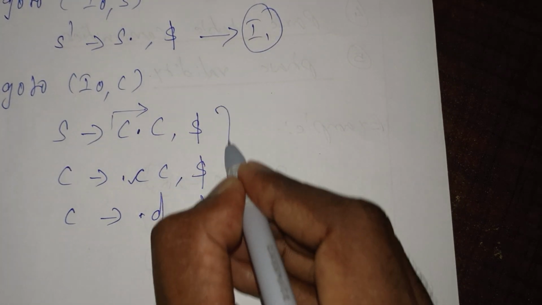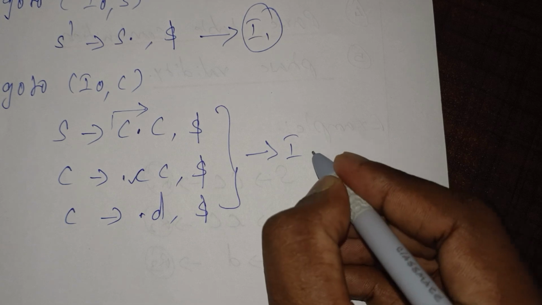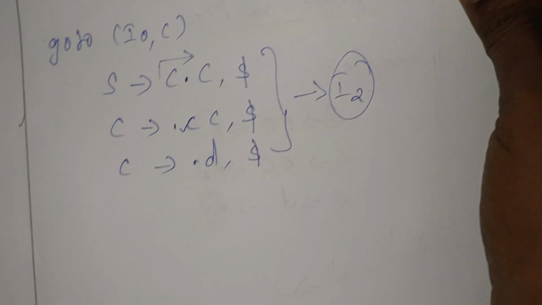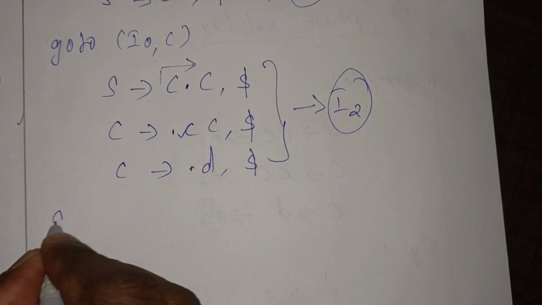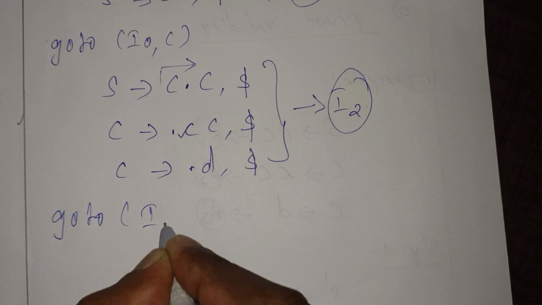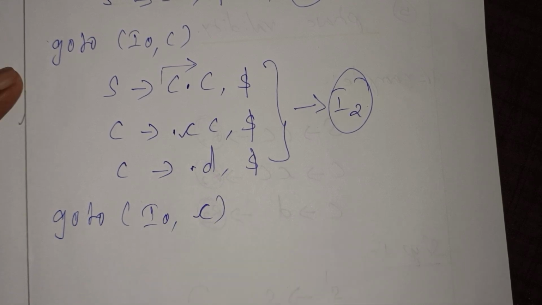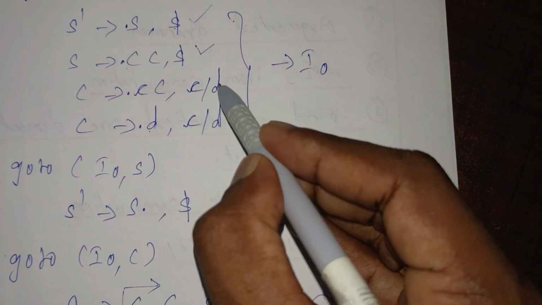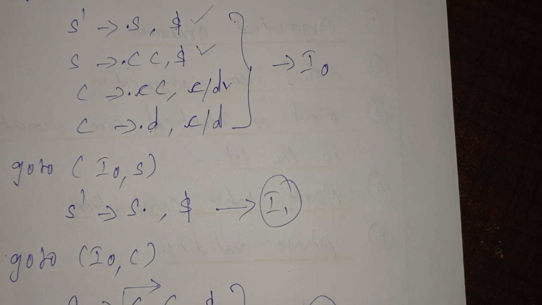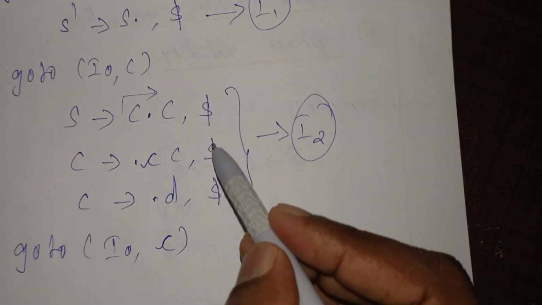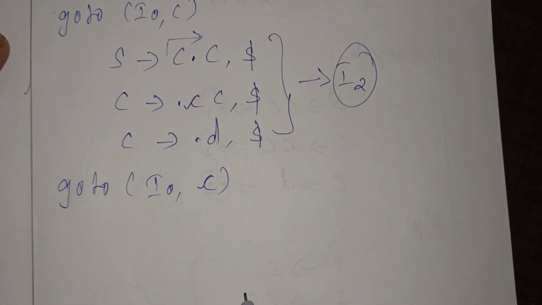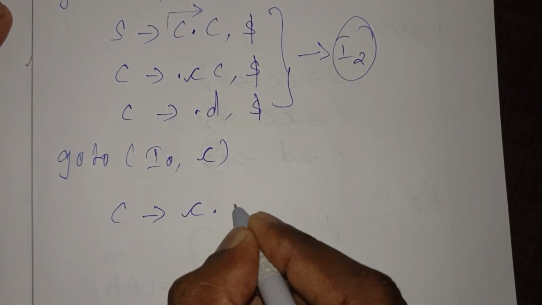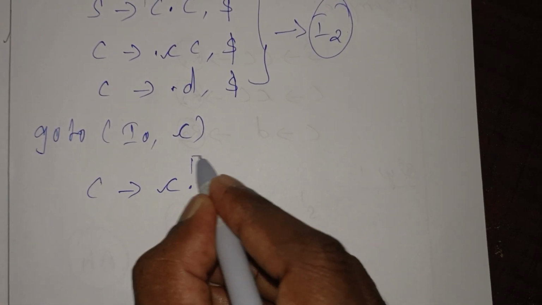So I hope this is a new iteration, so I am giving it as iteration number 2, right? So next step, we are going to the same part, Goto(I0, small c). Here you can see that we completed 1 and 2. Now we are going to this third part. So now we need to do the same procedure as we did for the previous step. The same procedure: C tends to small c dot capital C. Now there is rule number 3 applied here.